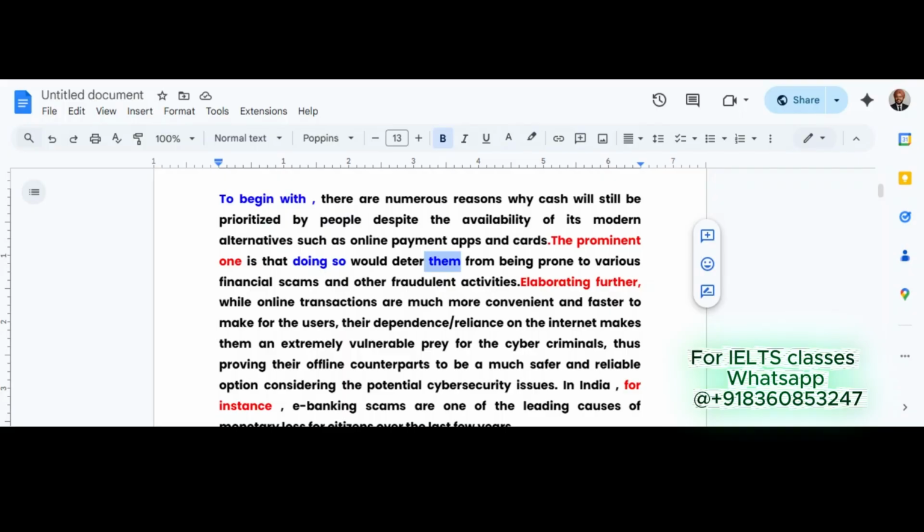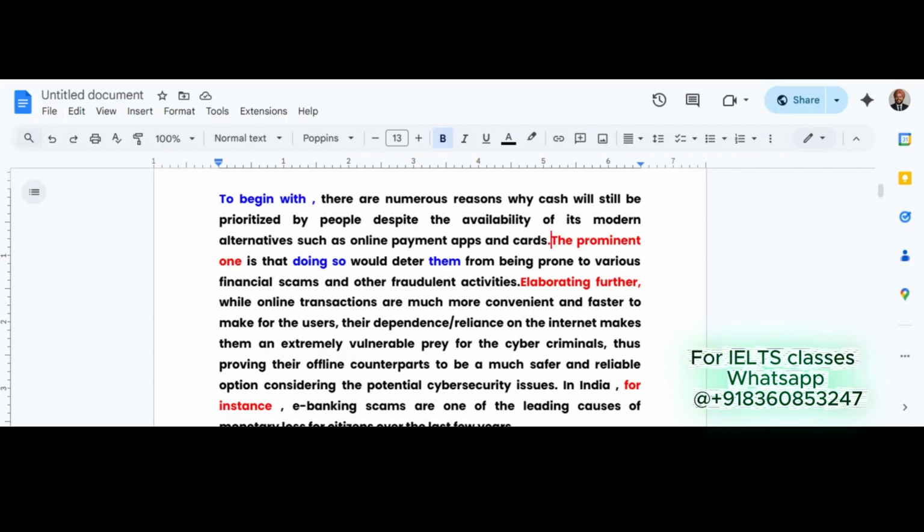I'm not repeating the word again and again. I'm just using the pronoun, and the pronoun is giving me the context: them, who are them? People. So basically, here we are substituting people, or referring to people, using them. We are giving a reference to people using the pronoun them. That's how simple it is. So next, let's go next.